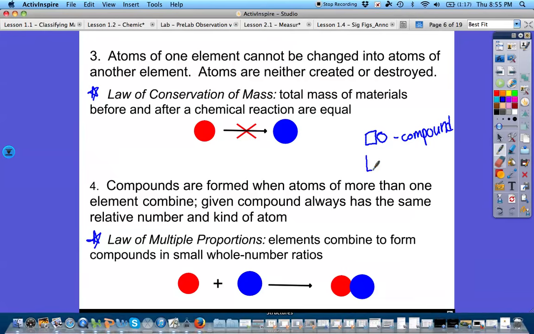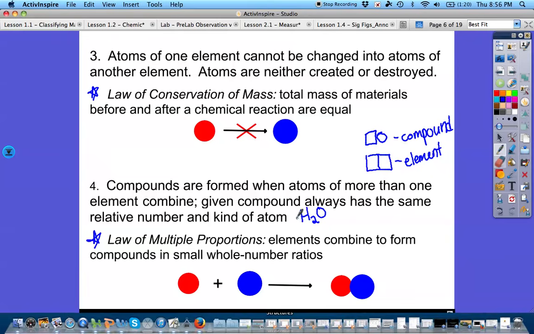But when we had two squares that were chemically bonded together, this was an element because they are the same type of atom. So a given compound always has the same relative number and kind of atom. The chemical formula for water is H2O, so there's always going to be two hydrogens bonded to one oxygen.